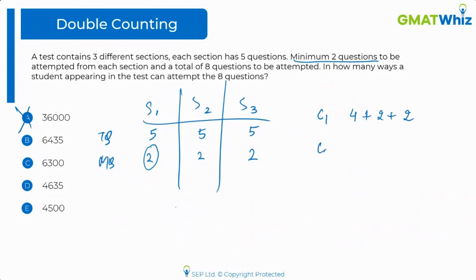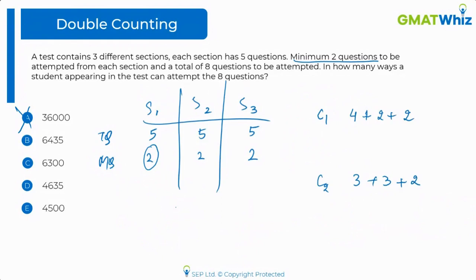And the second case that is possible is you may take 3 questions each from 2 sections, and you may take 2 questions from the other section, the last section. Okay, so let's do case 1 and case 2 one by one. So case 1, first thing is I don't know which is the section from which I will be taking 4 questions. It is possible that I may be taking 4 questions from S1, S2 or S3. Any one of these is possible.